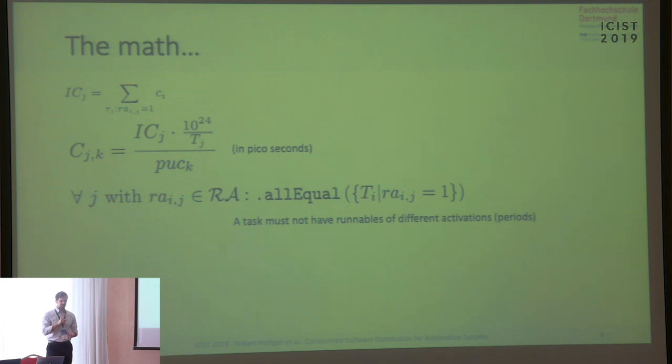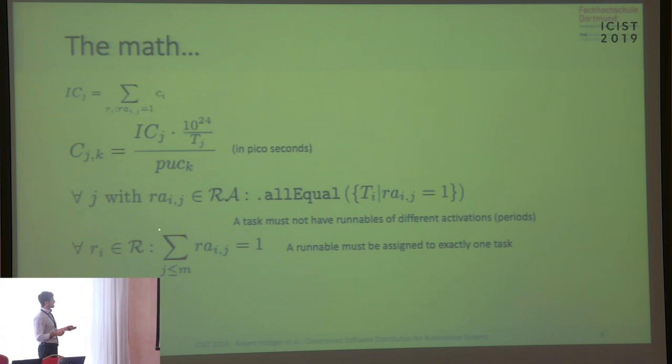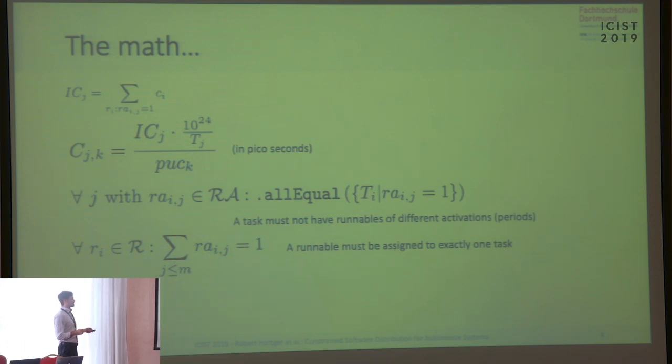And this can be done not only for the period, but also for software components. So all things that you want to pair together, you simply apply the all equal constraint in the constraint programming. For example, according to the runnables, this equation says that a runnable must be assigned to exactly one task. It must not be 0, and it must not be 2 or 3 or other things. So we say that a runnable can only be contained in at most one task.